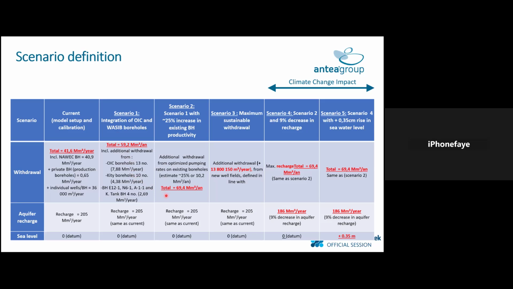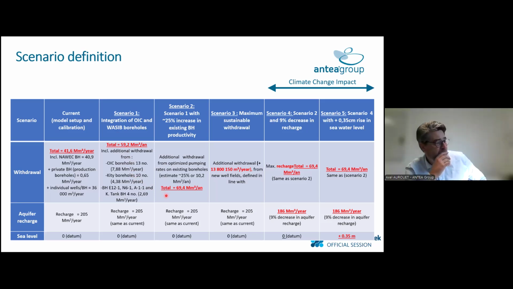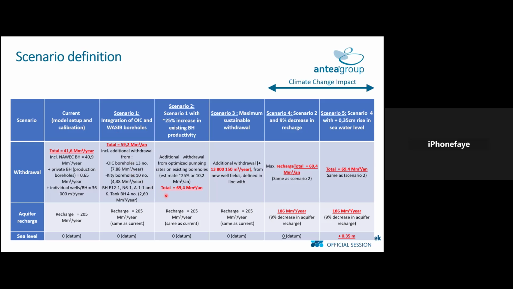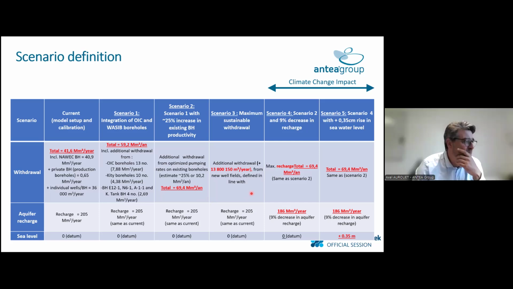And this is viable. The second one uses the same boreholes, but we are doing some rehabilitation. We suppose this rehabilitation will increase the yield by 25%, and we put it in the model to see how the aquifer will react. The third one is to evaluate the highest potential we can withdraw, so we just withdraw more water. You can see that it's quite high.